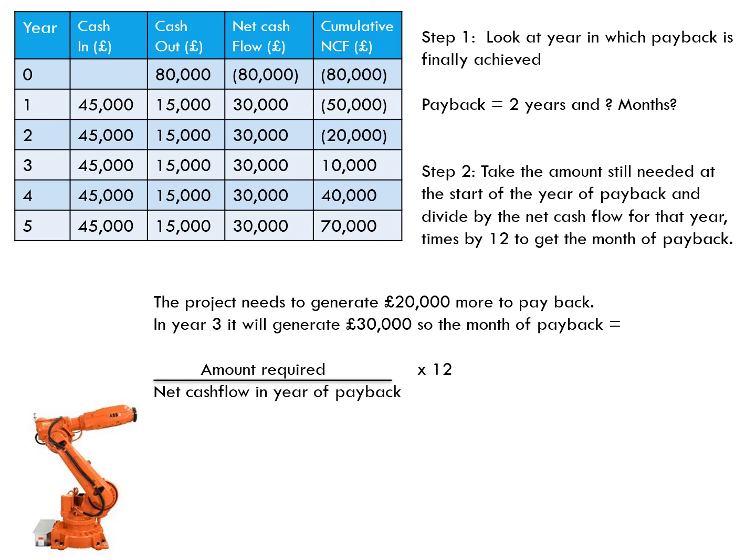Well, this is the formula we use. It's the amount required, 20,000, divided by the net cash flow in the year of payback, 30,000, then we times it by 12 to work out the month. So effectively what we're saying here is it's 2/3 of the way through the year. So 20,000 over 30,000, 2/3 times 12, 8 months. So what would be the period of payback for this little robot gizmo? It would be 2 years and 8 months.